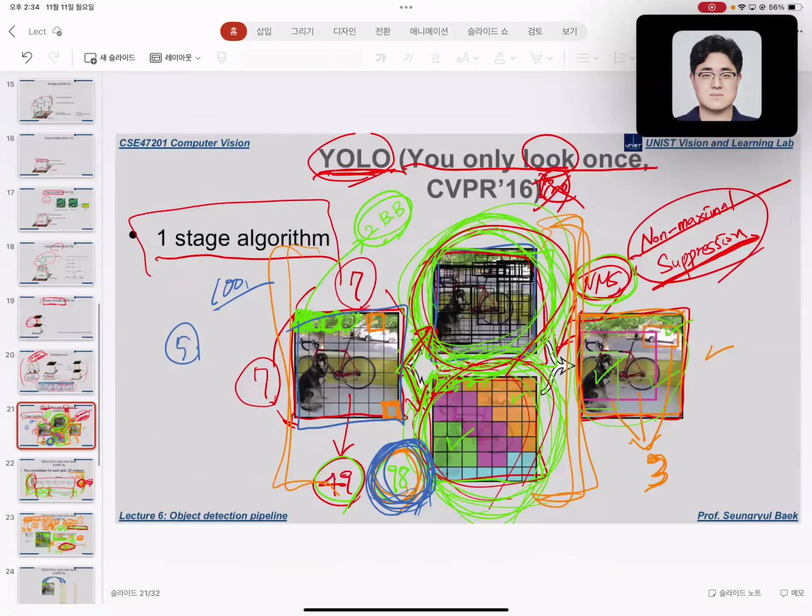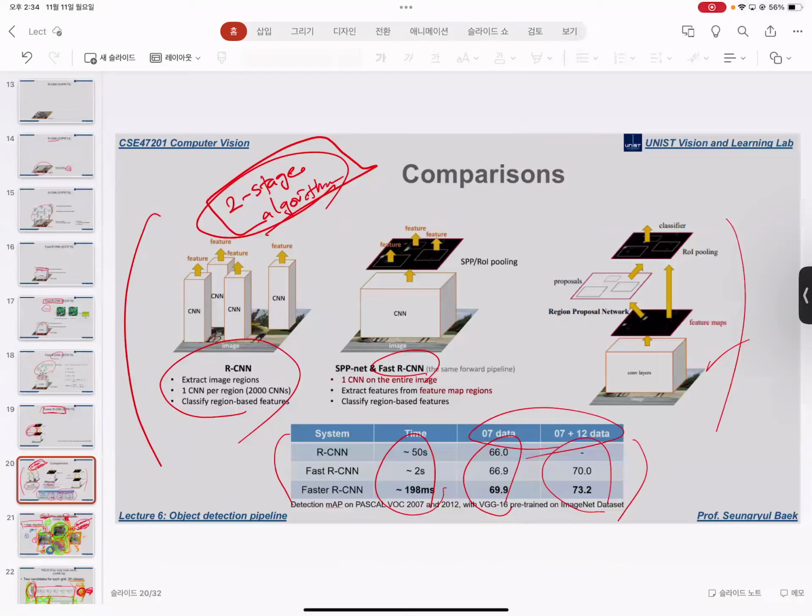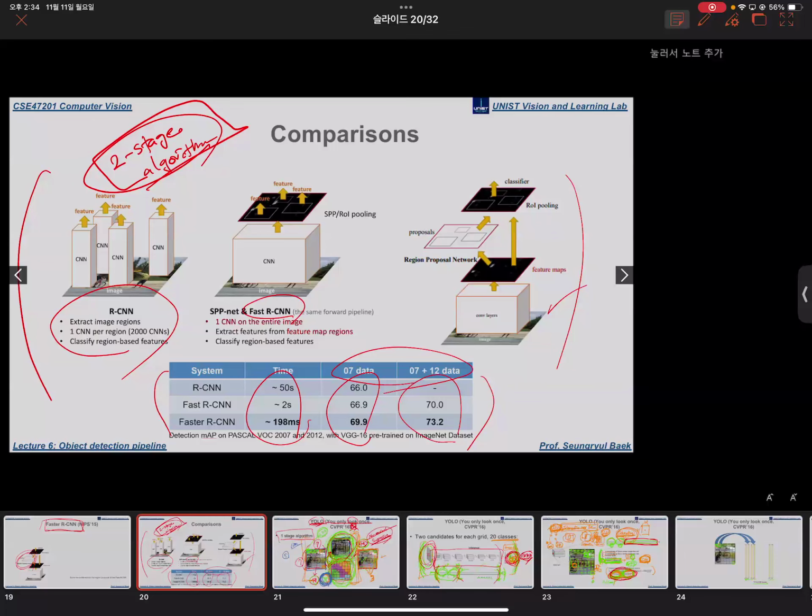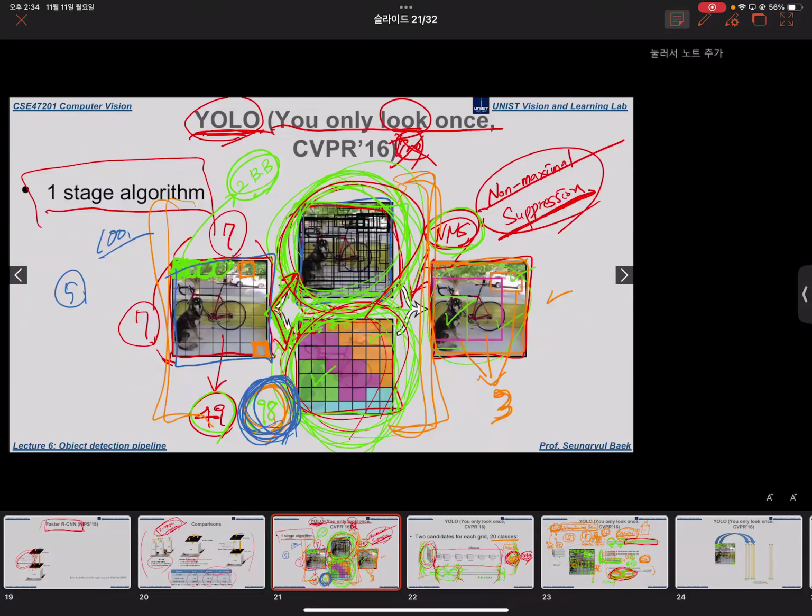So in last class, we learned about the two-stage algorithm for object detection. Those are R-CNN, Fast R-CNN, and also the Faster R-CNN. And after that, we learned about the YOLO algorithm, which is the one-stage algorithm.